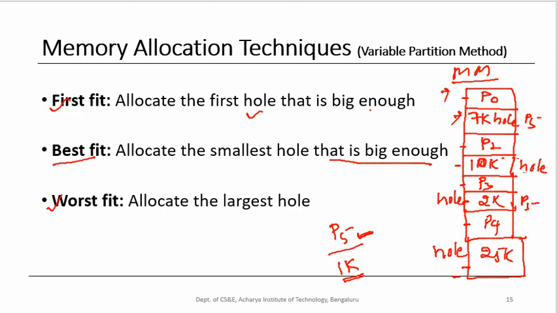In case of worst fit, we look for the largest hole that can accommodate this P5. In this case it is this hole, the 25K hole. So these are the different memory allocation techniques in case of the variable partition method.